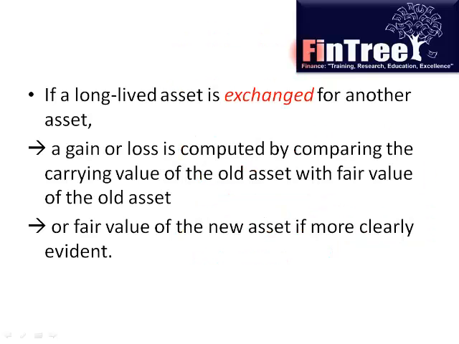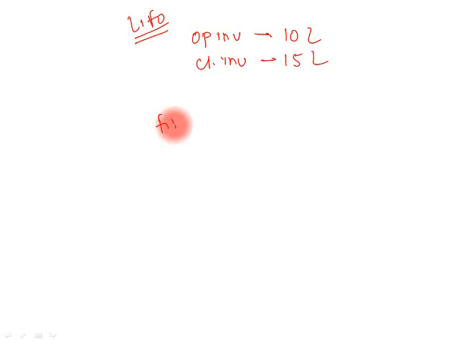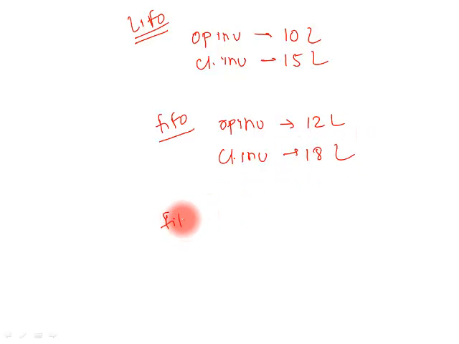Last example. In LIFO, opening inventory 10 lakhs, closing inventory 15 lakhs. In FIFO, opening inventory 12 lakhs, closing inventory 18 lakhs. FIFO COGS is 3 lakhs. Tell me what's the LIFO COGS?